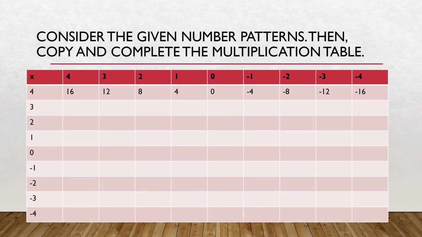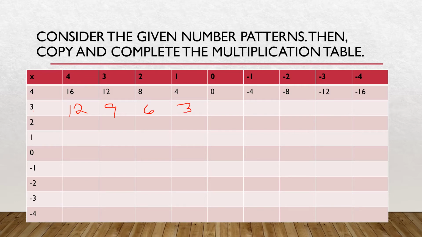Okay, let's have this. Consider the given number patterns, then copy and complete the multiplication table. So perhaps you can do this. You copy the given and you answer in your notebook. Okay? So I'm going to check this on your notebook, please. So 3 times 4, that is 12, right? 3 times 3, 9. 3 times 2, 6. 3 times 1, 3.